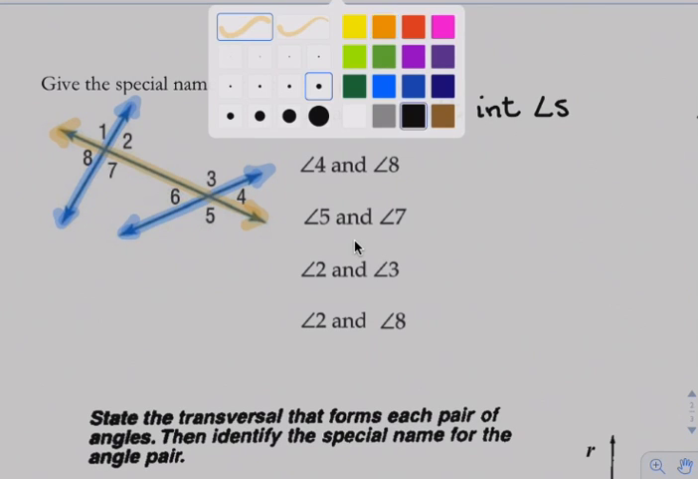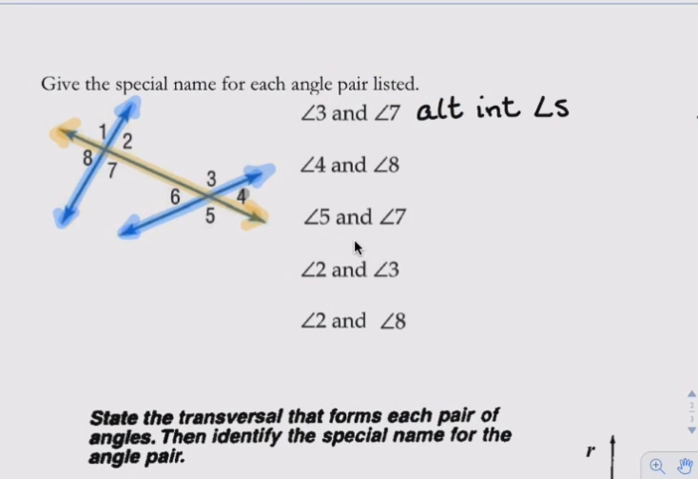Okay, 4 and 8. Well, they're both exterior angles. Are they on the same side, which would make them consecutive, or are they on opposite sides of the transversal, which makes them alternate? Well, they're on the opposite sides of the transversal, so they're still alternate, but they'll be exterior angles this time. Alt-ext angles means alternate exterior.